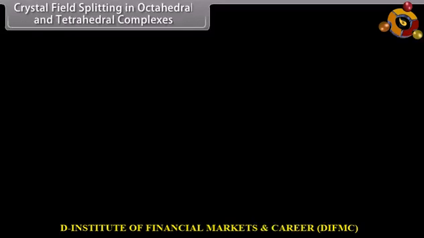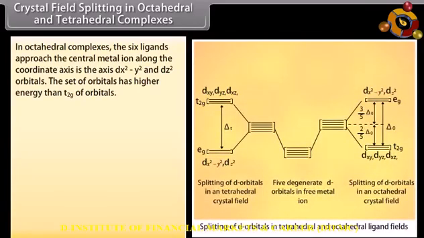Crystal field splitting in octahedral and tetrahedral complexes. In octahedral complexes, the 6 ligands approach the central metal ion along the coordinate axis, which is the axis of the dx2-y2 and dz2 orbitals. This set of orbitals has higher energy than the t2g set of orbitals.